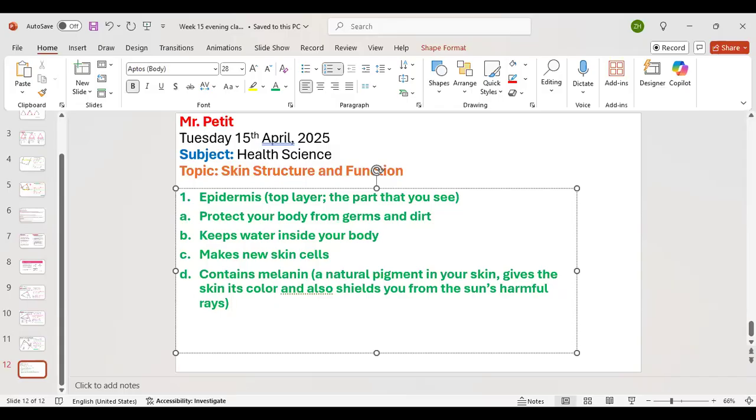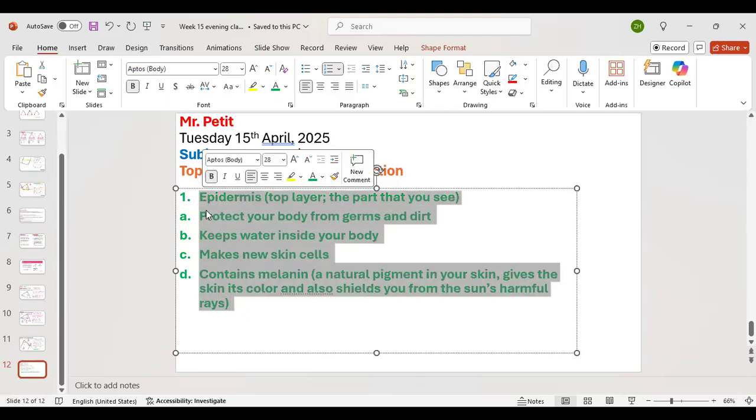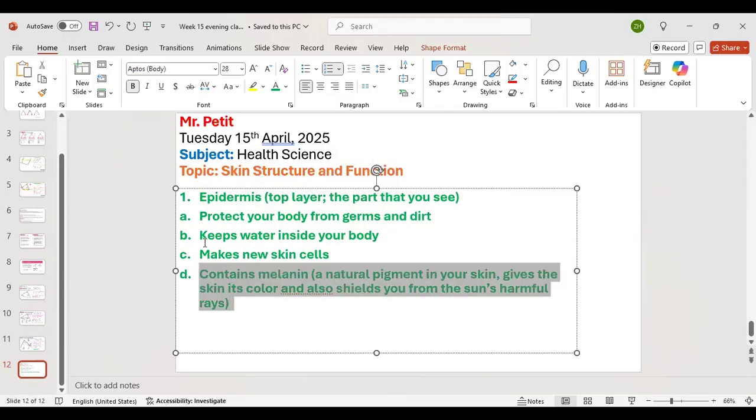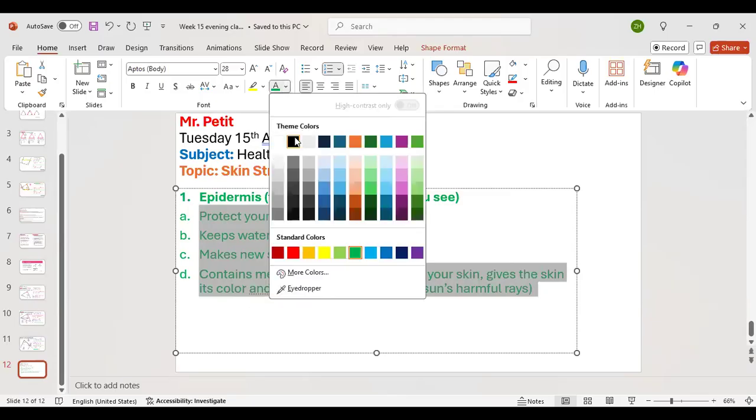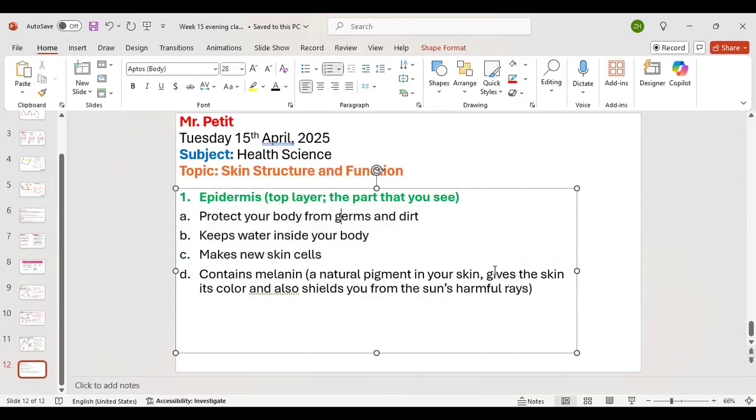So melanin basically equals what? Color and protection, basically. So what are four functions of the epidermis? It contains melanin. It protects your body from germs and dirt. Very good. Keeps the water inside your body. Very good. Makes new skin cells. Very good.